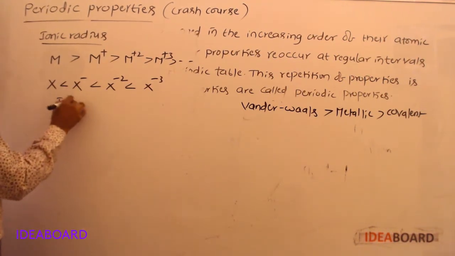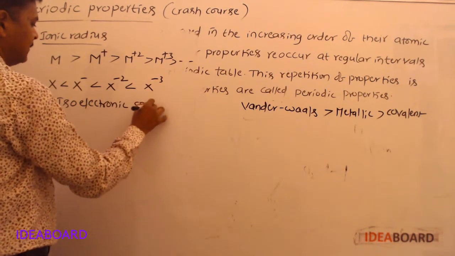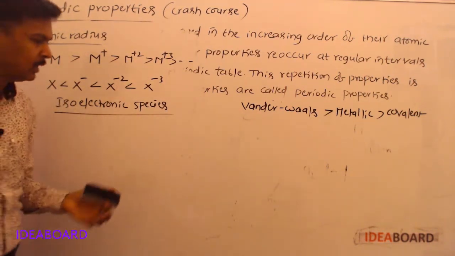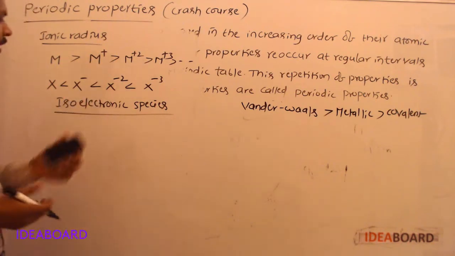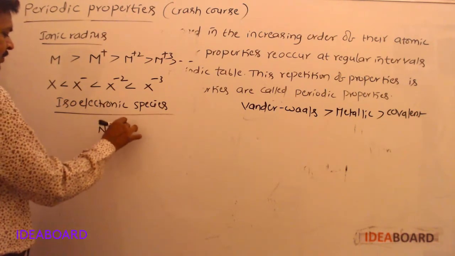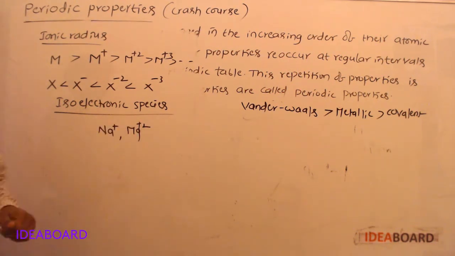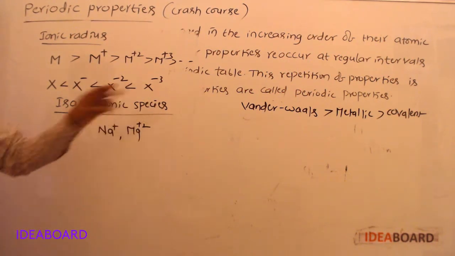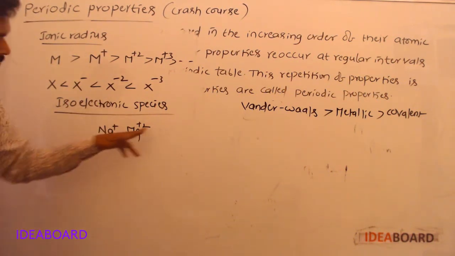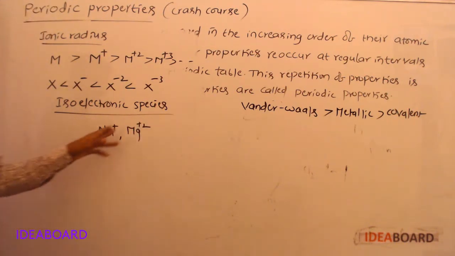Next, isoelectronic species. The species having the same number of electrons are called isoelectronic species. If we take Na plus and Mg plus 2, both have the same number of electrons. Na plus has 10 electrons, Mg plus 2 also has 10 electrons. They have a different number of protons, but the number of electrons is the same.